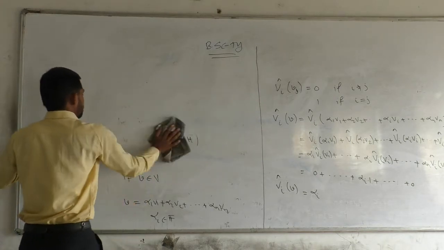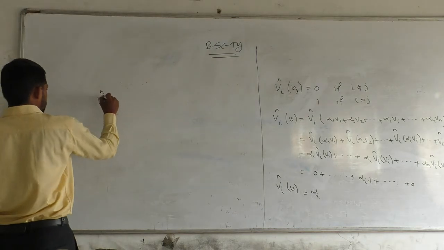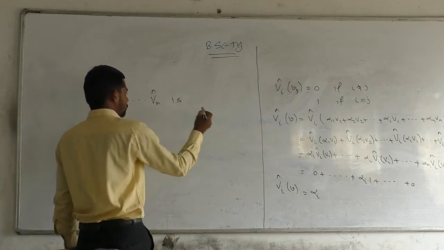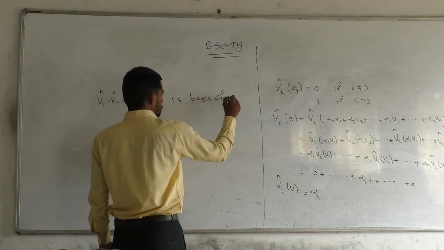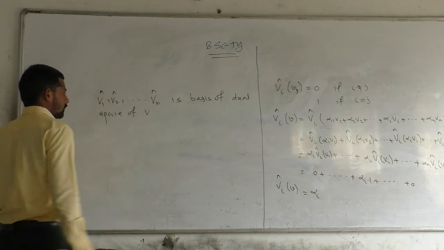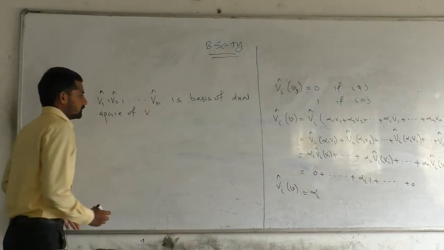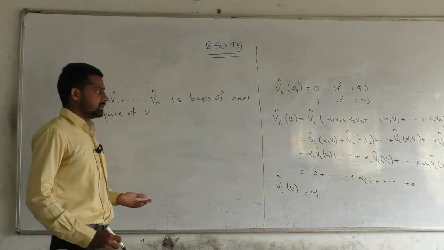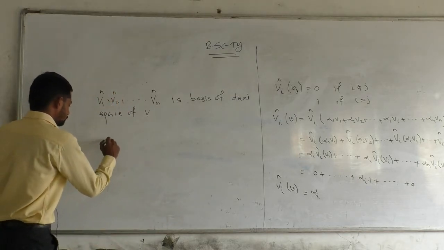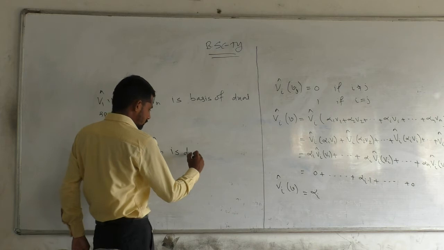Now from this step we can write that v1 dual, v2 dual, ..., vn dual is a basis of the dual space of V. Note that v1 dual, v2 dual, ..., vn dual are elements of the dual space, they are linearly independent and span the dual space of V, therefore these are a basis of the dual space of V. We also call v1 dual, v2 dual, ..., vn dual the dual basis of V.